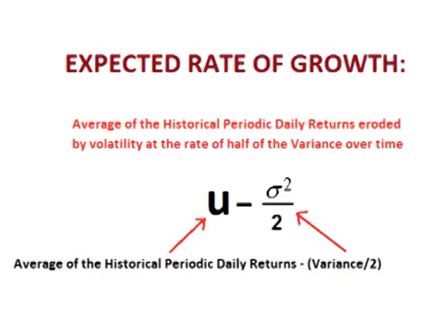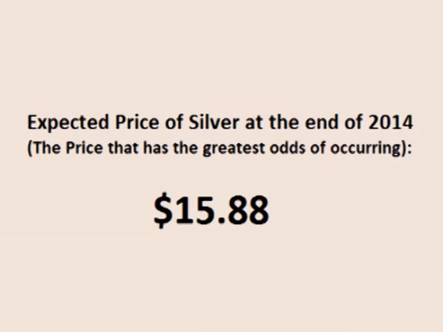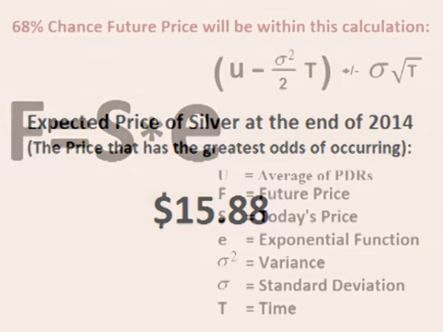To calculate out the expected future price of silver, I took the current price of $16.43 and multiplied it by e raised to the power of the average of the periodic daily returns minus half the variance times the number of trading days. If we assume 29 trading days for silver left in this year, this makes the expected price of silver to be $15.88 at the end of the year.